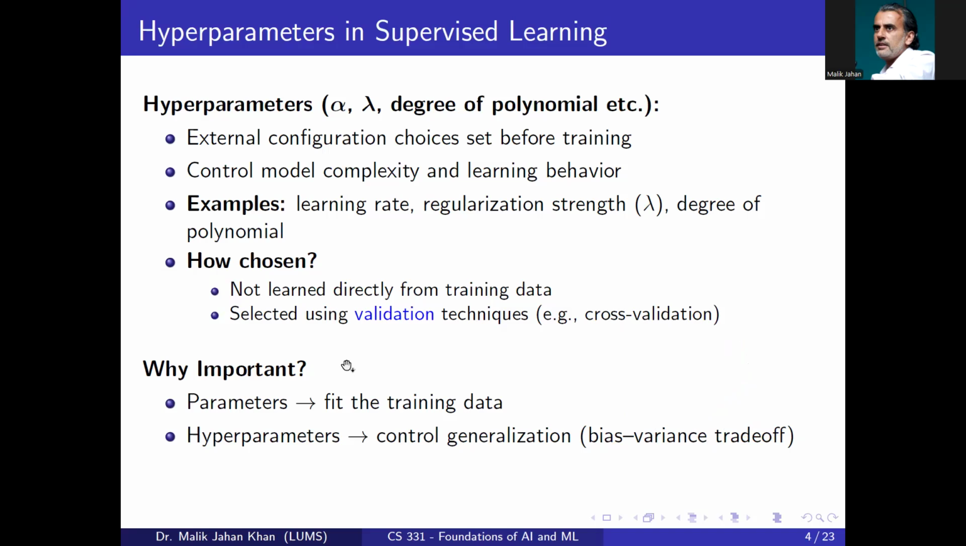So why are we interested in hyperparameters? Because they help us balance that trade-off between bias and variance, or in other words, they help generalize the model to work reasonably well on data which has not been directly used for training purposes.